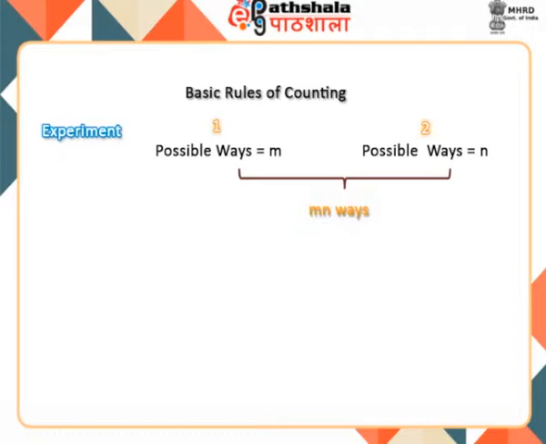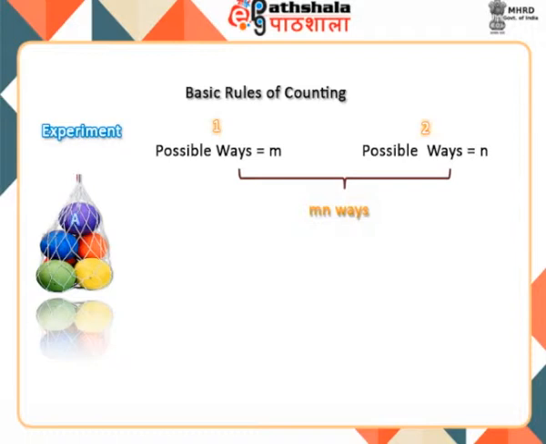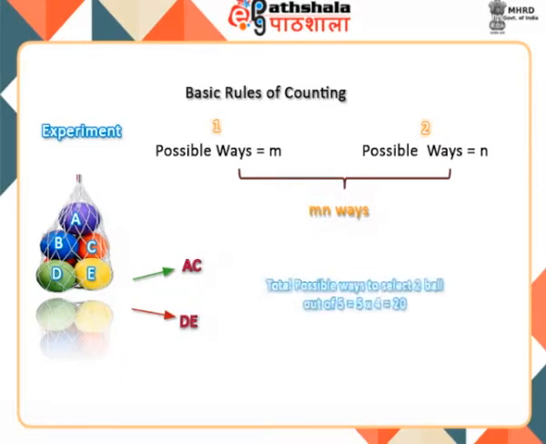Suppose two balls are selected from a bag containing 5 balls marked A, B, C, D, and E without replacement. Possible outcomes are AC, DE, and so on. Listing all the possible outcomes to find the total number of outcomes will be an inefficient exercise. The first draw has 5 possible balls to choose from, and the second draw has just 4 balls left to choose from. Therefore, we get 20 possible cases.